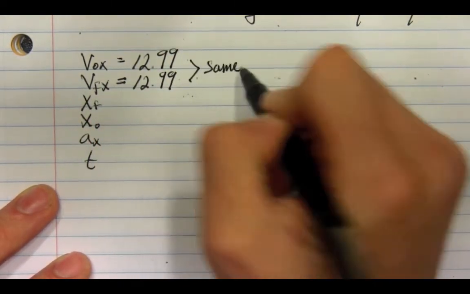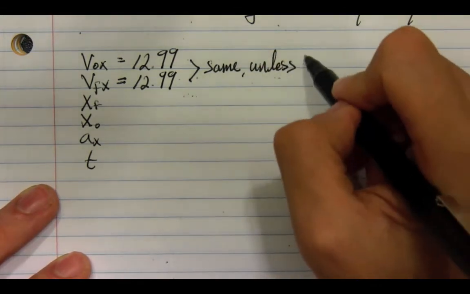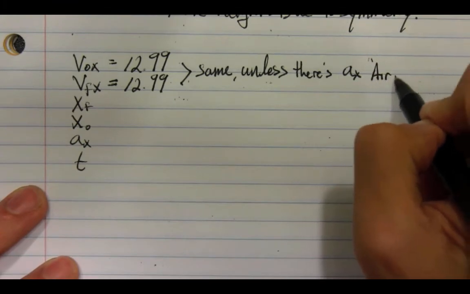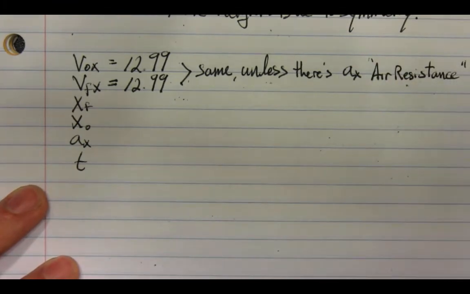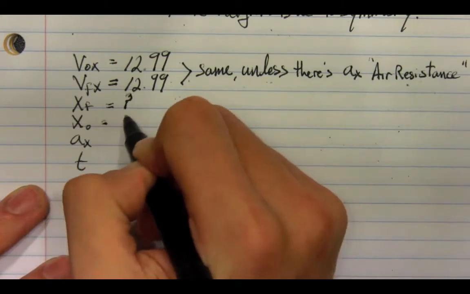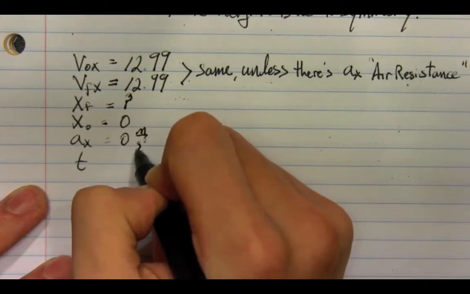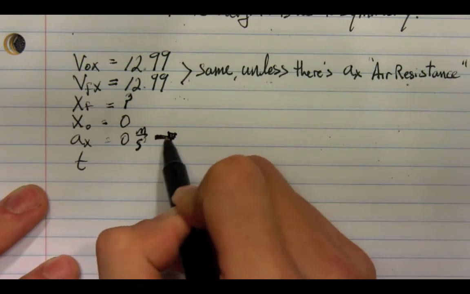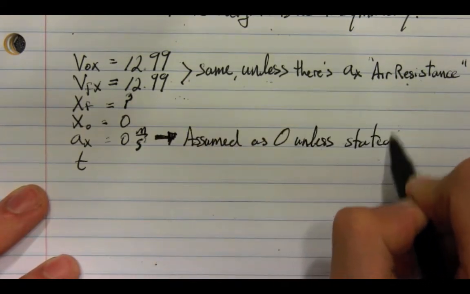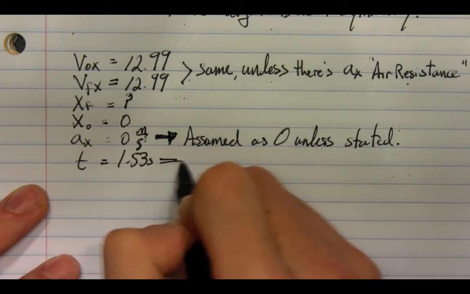The 12.99 was found from the beginning of the video. Now, VOX and VF of x are the same unless there's a sub x, which in physics is usually the air resistance. Most of the time, air resistance is not applicable, meaning your a sub x is usually 0. And it is assumed to be 0 unless stated otherwise.